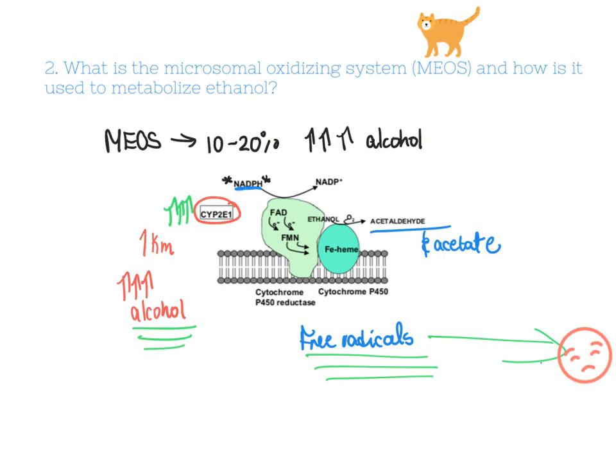That's right, the HMP shunt, or pentose phosphate pathway. They're the same thing. This pathway generates glutathione, which protects red blood cells from oxidative damage. When NADPH is depleted, as it is in high consumption of alcohol, red blood cells are no longer protected, and this leads to even more tissue damage.